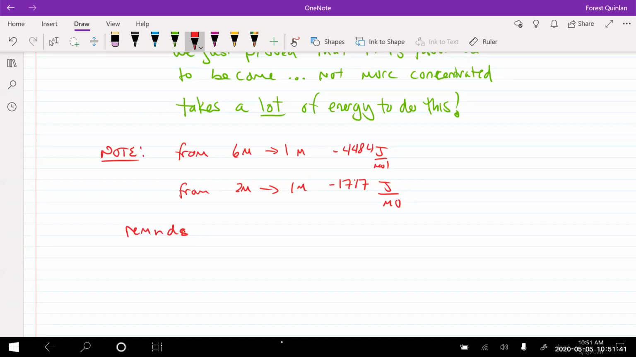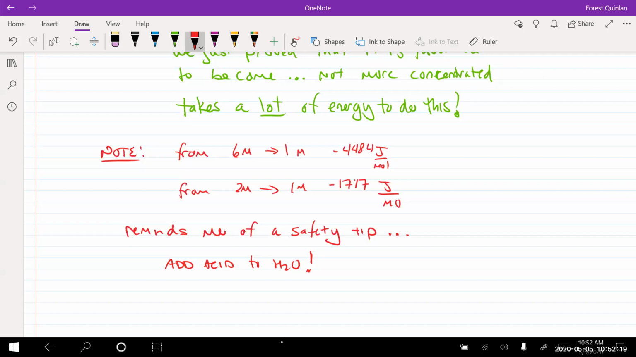This reminds me of a safety tip, and I believe Ben said it. Somebody said it. Acid to water, not water to acid. Yep. Because what are we doing? We're going from concentrated to less concentrated. You go from that 6 molar down to 1 molar, that's a lot of energy.